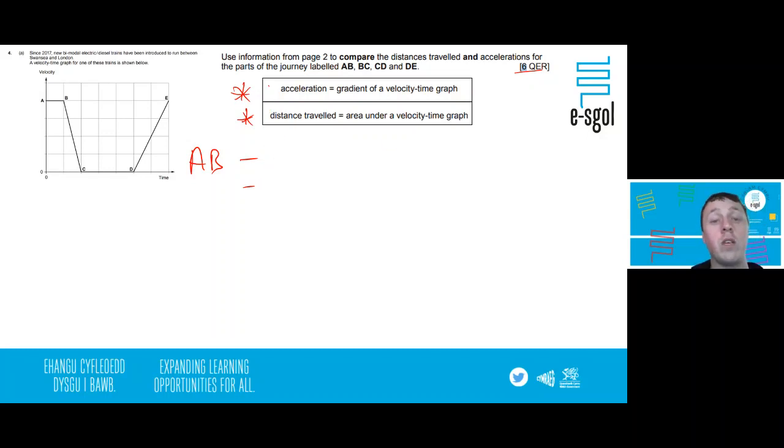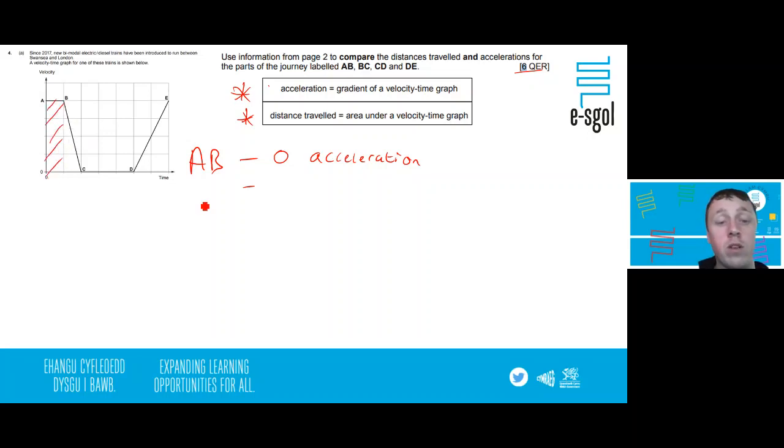So hopefully you will see acceleration will be 0 as the gradient is 0. So 0 acceleration, and you will start with a nice sentence ordered there. So you could say that from A to B, the train has 0 acceleration because the gradient of velocity time graph is 0 in that section. You will say the distance traveled from A to B can be found by calculating the area underneath.